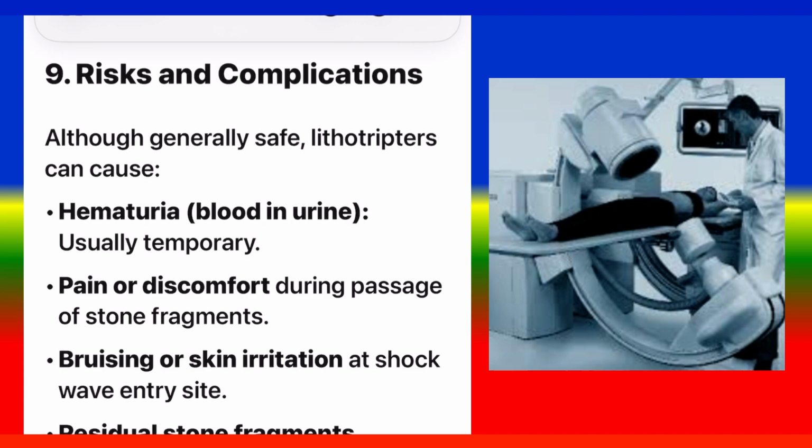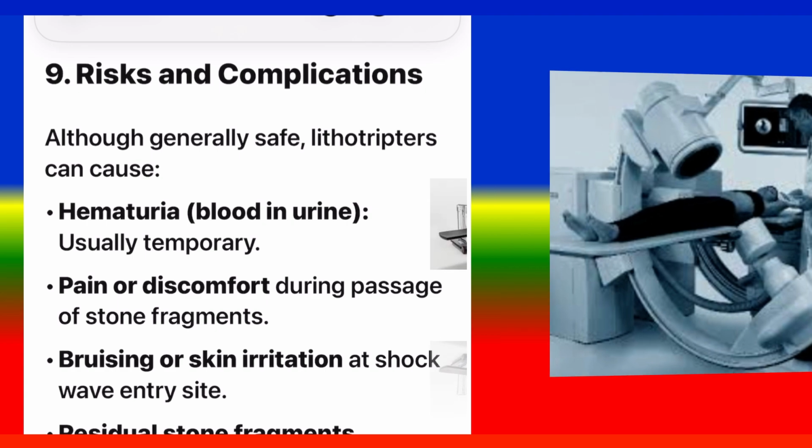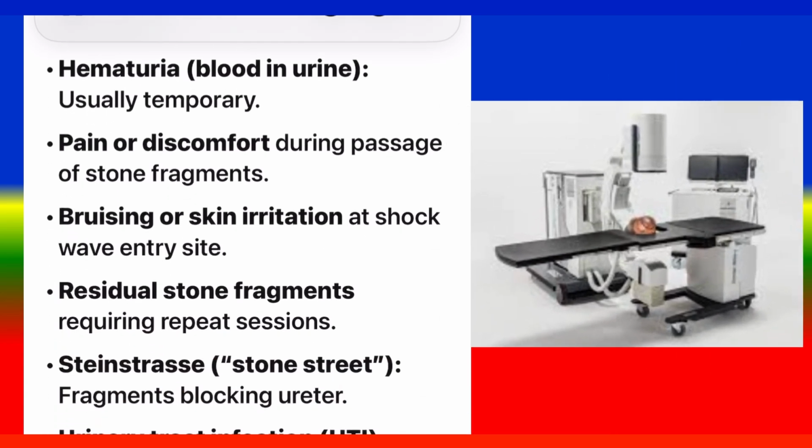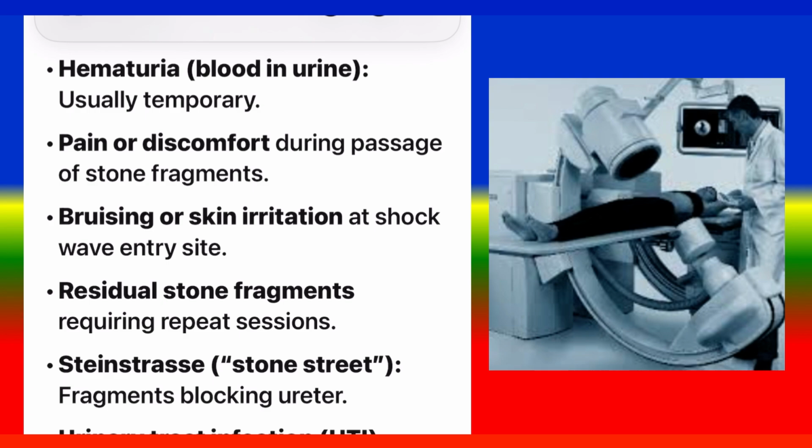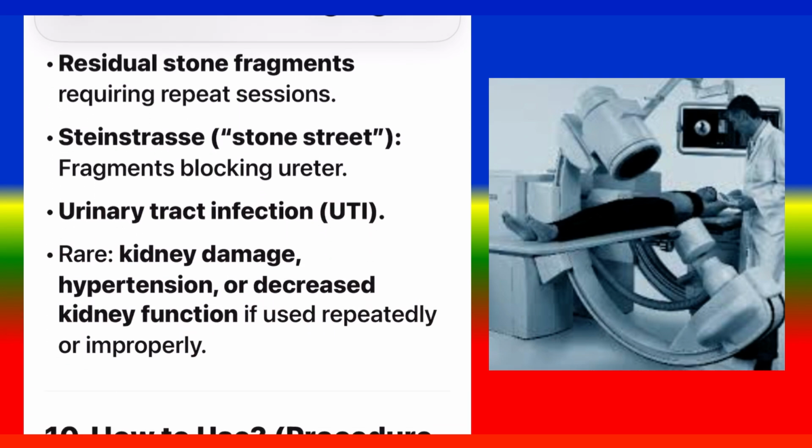Number 9. Risks and complications. Although generally safe, lithotripters can cause hematuria, blood in urine, usually temporary, pain or discomfort during passage of stone fragments, bruising or skin irritation at shockwave entry site, residual stone fragments requiring repeat sessions. Steinstrasse, stone street, fragments blocking ureter. Urinary tract infection, rare. Kidney damage, hypertension, or decreased kidney function if used repeatedly or improperly.